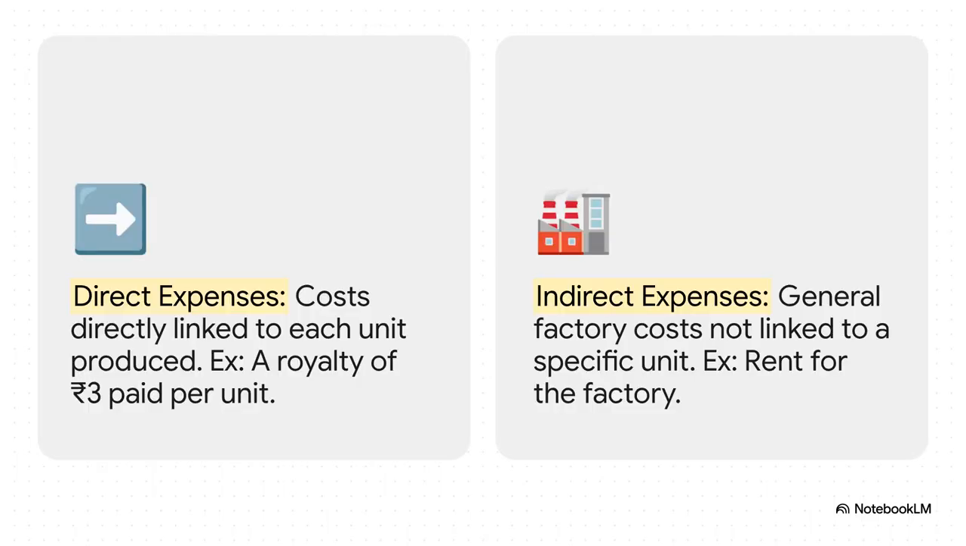Now, what's really interesting here is the clear line that gets drawn. A direct expense can be traced to a single item. For instance, if you pay a technology royalty of 3 rupees for every unit you make, that's a direct cost. But an indirect expense, or overhead, like the monthly rent for the factory, supports all production. You can't say how much of that rent went into one specific bar of soap.